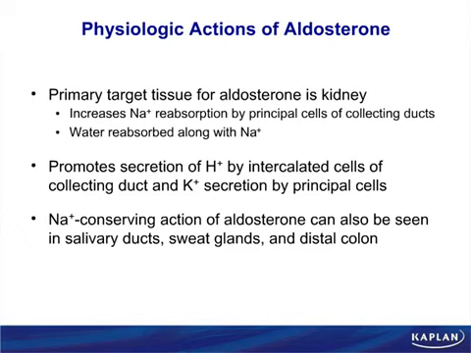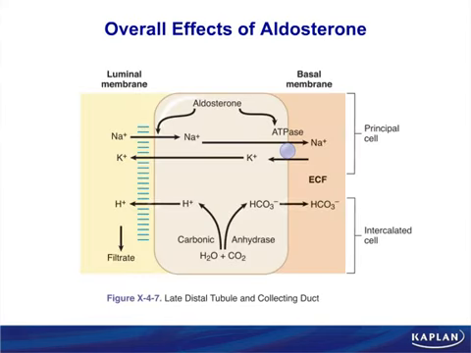The principal cells excrete potassium. The intercalated cells secrete hydrogen ions. Now, this image is not just the kidney. This image can also be the gut. This is both the bowel and the kidney. Aldosterone puts in sodium receptors at the luminal end and stimulates the sodium-potassium ATPase on the blood side, on the basal membrane side.